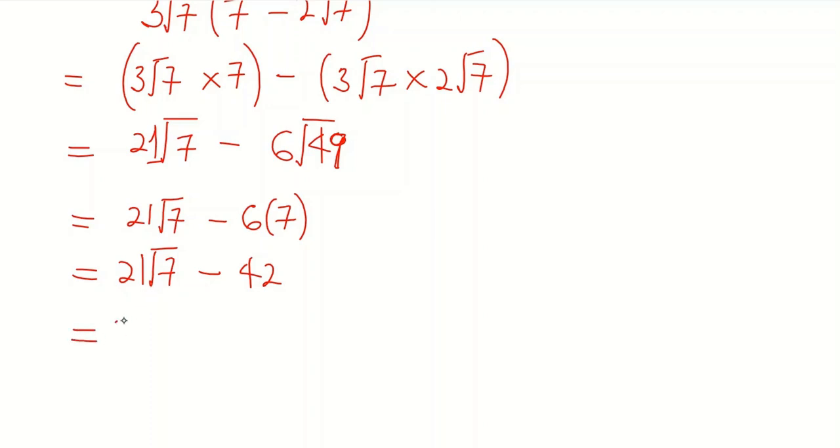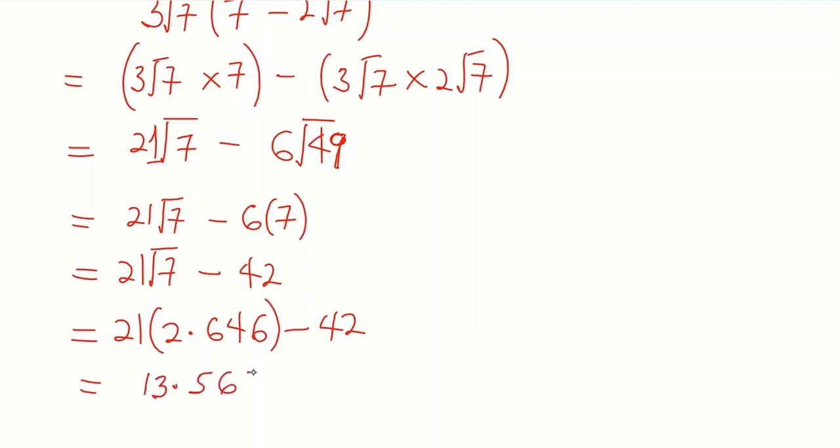So with that we do a quick substitution, and we have 21 times 2.646, and then we have minus 42. And when we break this down, 21 multiplied by 2.646 minus 42, our final solution now becomes 13.566, and this becomes the solution. Now we continue to the next.